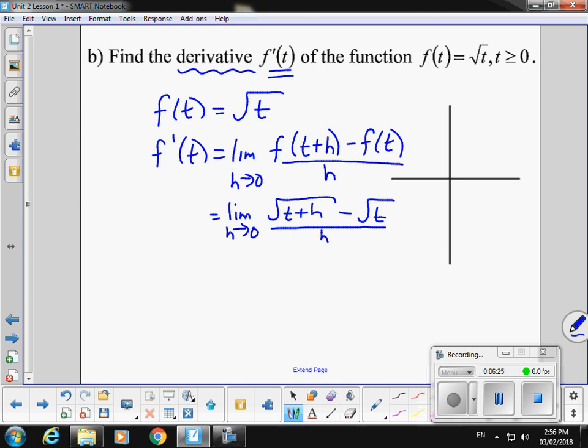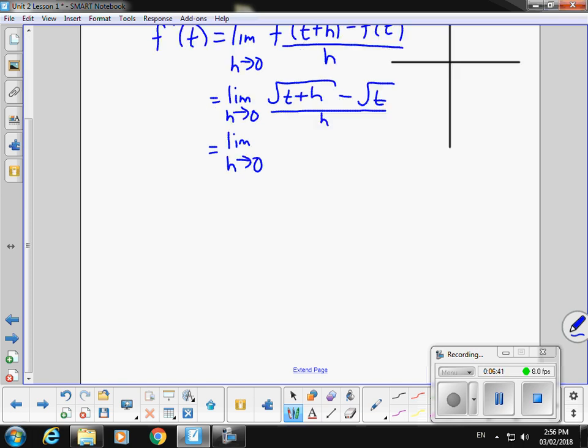If I were to substitute h as 0 right now, I'd have my 0 over 0 problem. So I need to use my algebra skills to tidy that up a little bit. The limit as h approaches 0. I want to rationalize the numerator for this thing to get rid of my 0 over 0 problem. So I'm going to multiply by the conjugate.